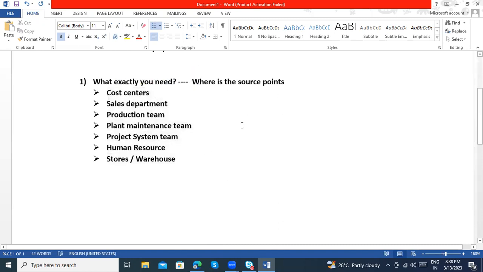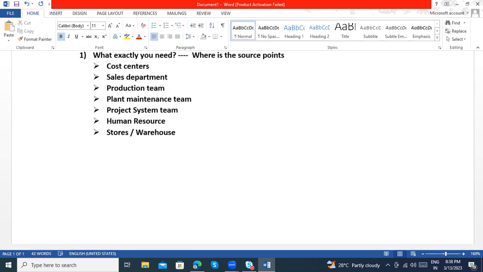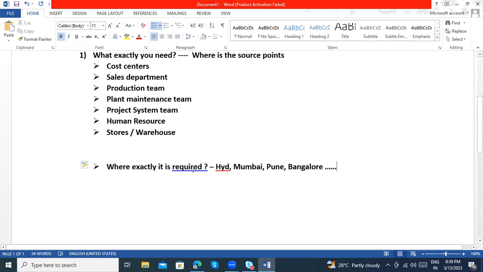When you get all these things, what points do we need to check? Where exactly it is required. Suppose I have 10 plants, 10 branches: a Hyderabad branch, a Mumbai branch, a Pune branch, a Bangalore branch. So where exactly is the requirement from: Hyderabad, Mumbai, Pune, Bangalore?